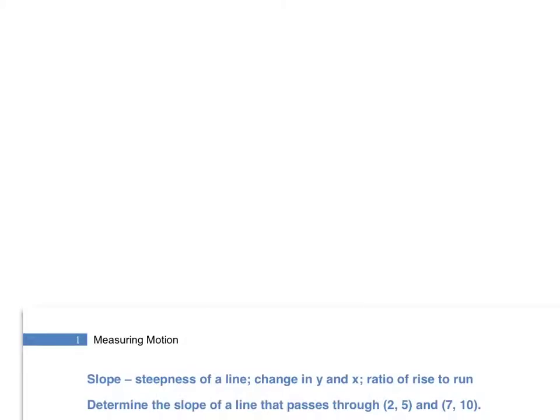Alright, so when you want to measure motion, one of the things you want to look at is the slope of a line. The slope of the line indicates how steep that line may be. It's the change in y over the change in x, or, in another way of saying it, the ratio of the rise to the run.